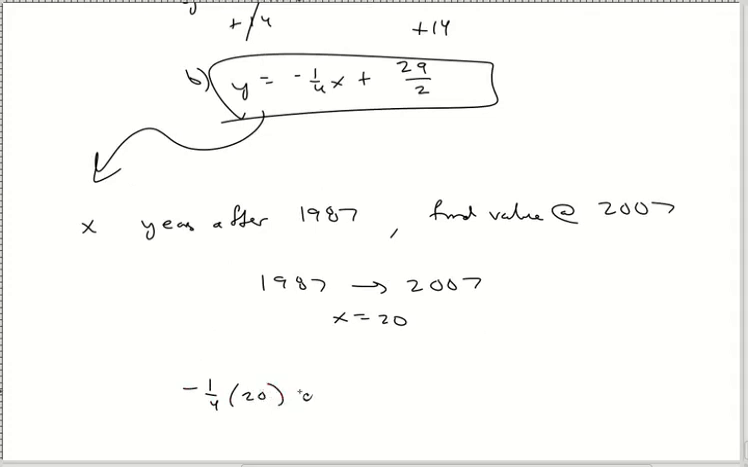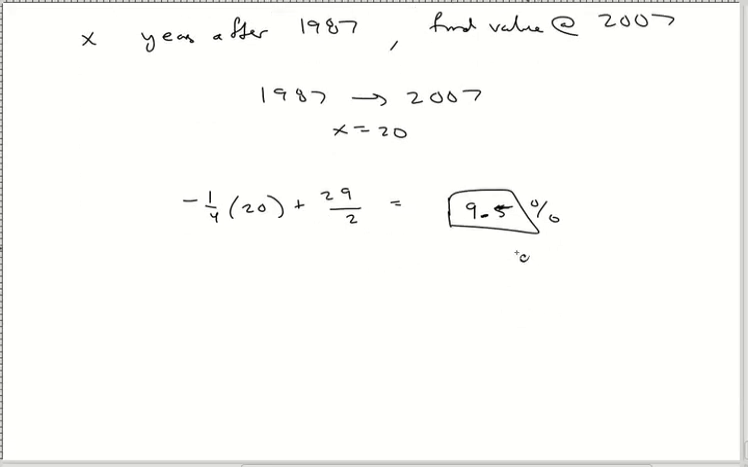Negative 1/4 times 20 plus 14.5 or 29/2, blah, blah, blah. And round to 1 decimal place, I think. I think it doesn't really matter. 29.5. Everything's happy. Yay! I'm sorry. I said 29.5. I meant 9.5%. Okay. Don't go with what I'm saying. Go with what I'm writing.